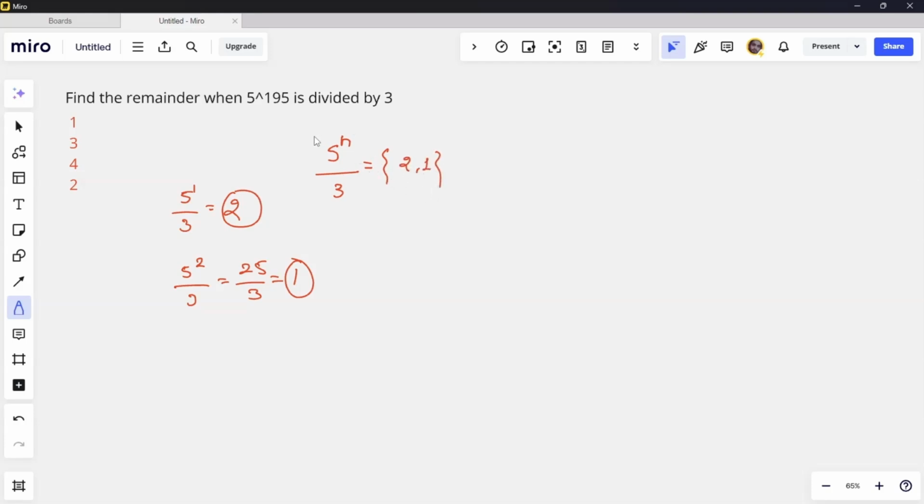It means this is our power, 195. We will divide our power by 2. 2 nines are 18, and it will be 1 and 5, and 2 sevens are 14. The remainder is 1. It means our answer will be the first element in our remainder cycle, which is 2. Okay, so our answer is 2.